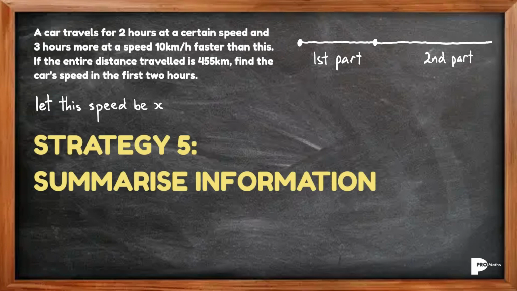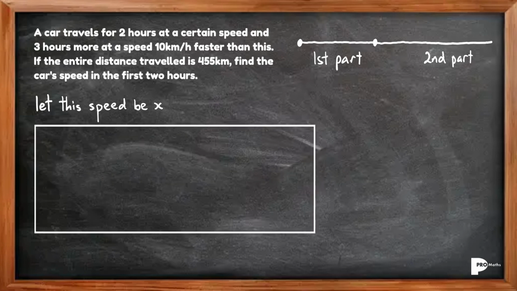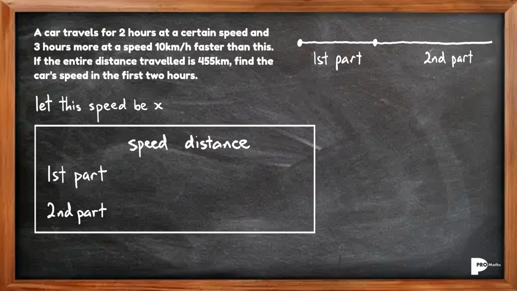Strategy 5 is to summarize all your information. We recommend a table. Let's see what this can look like. So there are 2 parts of the journey, so we'll call them part 1 and part 2. This will be different for every question. On each part of the journey, there's going to be a speed, distance, and time, so we'll put those here.